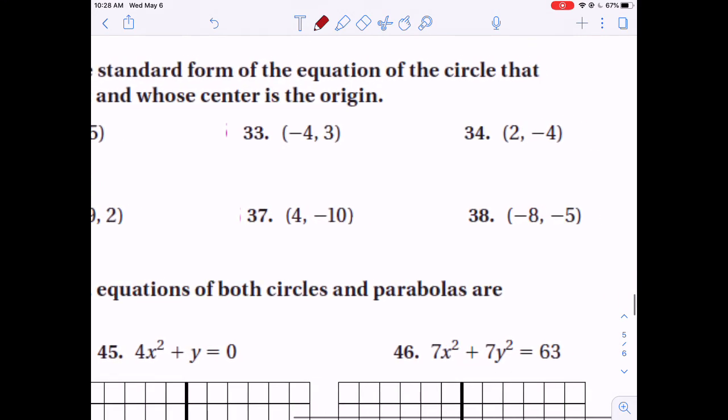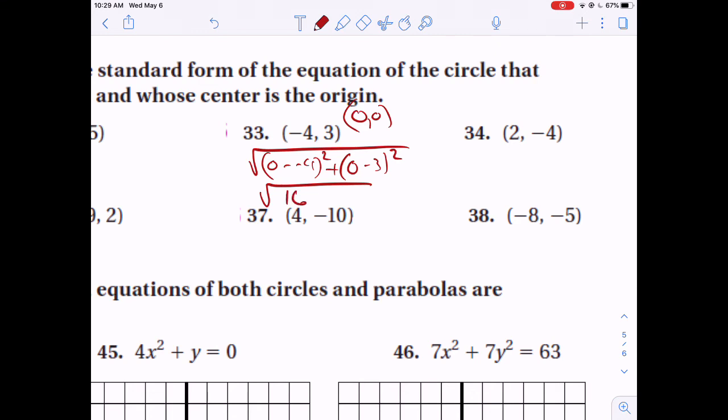We'll try one that's a little trickier with numbers other than 0. I'll try number 33, one more example for you. Again, the equation of a circle going through that point and with a center at the origin, so it's 0, 0. Using the distance formula, which you're pretty well familiar with, you have the square root, and you do the difference of the x's. So 0 minus negative 4 squared plus 0 minus 3 squared. 4 squared is 16, and 3 squared is 9. So you get the square root of 25. Now again, this is r. That becomes r equals 5.